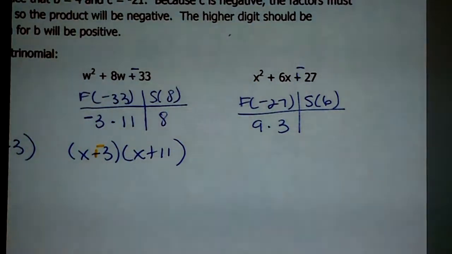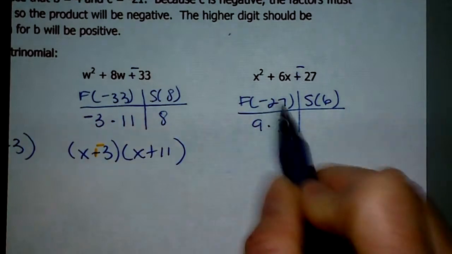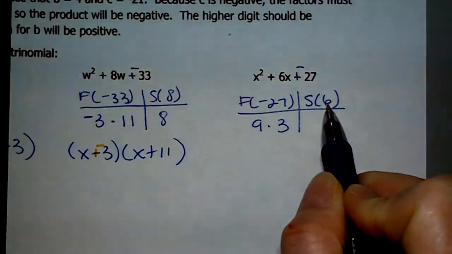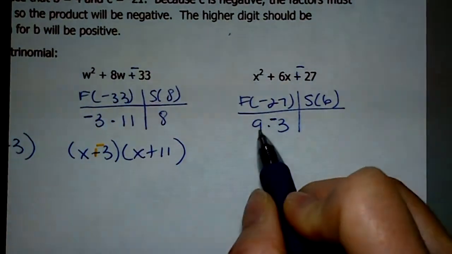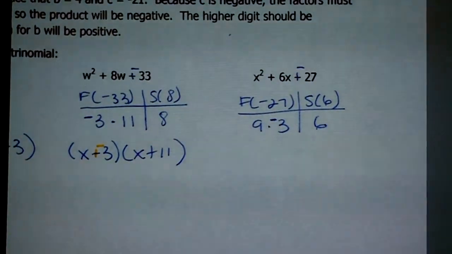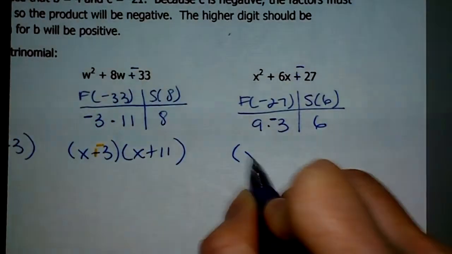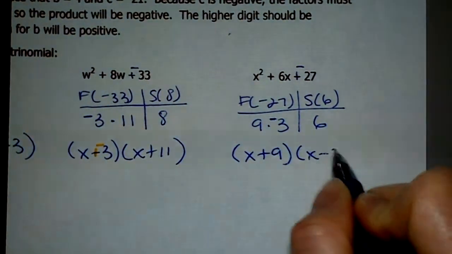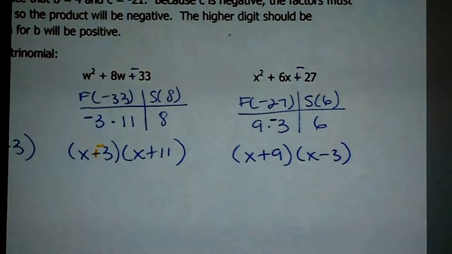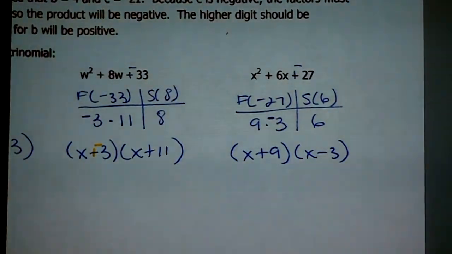Summertime project. All right, I need to get a negative 27 and I need to get a positive 6. So that means I'm going to put the negative with the 3, so that when I take a positive 9 plus a negative 3, I get a positive 6. So the resulting expression for this, that's a positive 9, so x plus 9, that's a negative 3, so x minus 3. And again, if you wrote it the other way, it's okay. Don't worry about it.